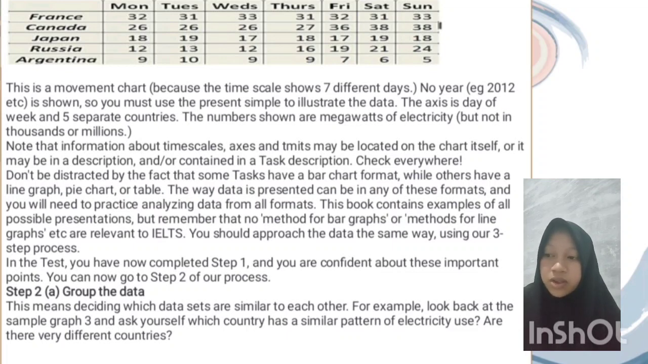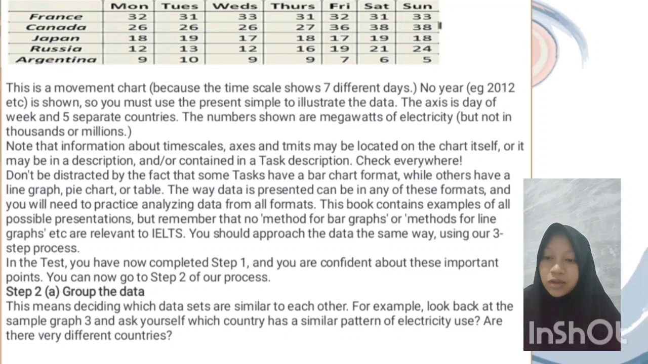You should approach the data the same way using our 3-step process. In the test, you have now completed step 1 and you are confident about these important points. You can now go to step 2 of our process. Step 2A. Group the data. This means deciding which data sets are similar to each other.